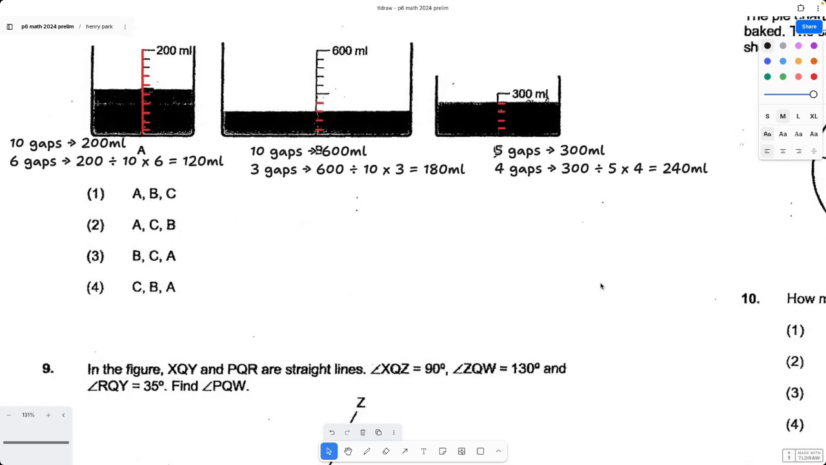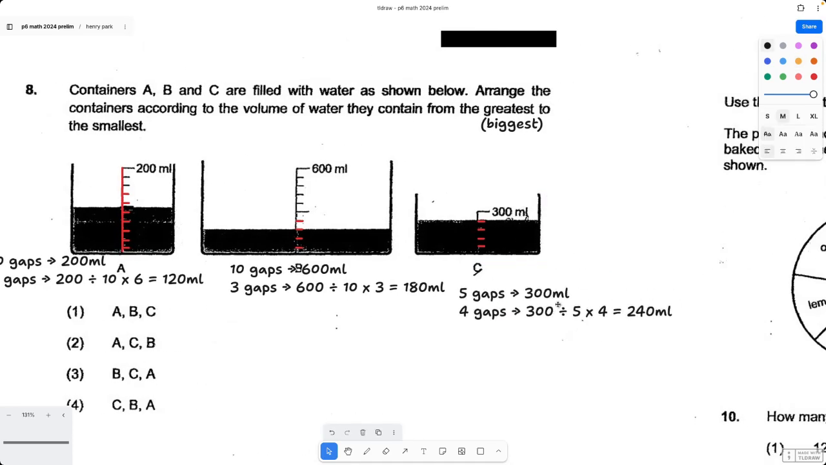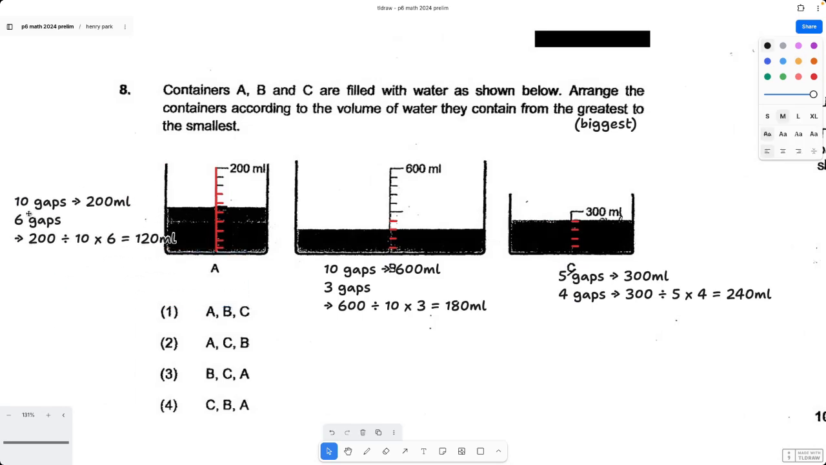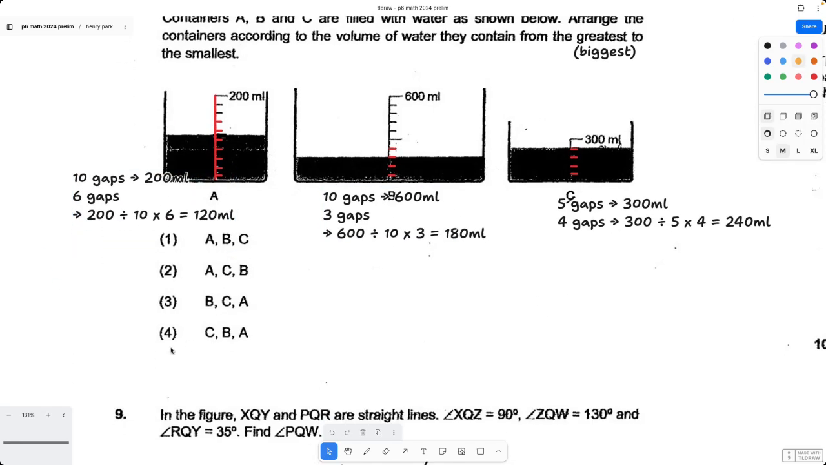All right, so from here, what do you think the answer is? I think it's pretty straightforward. In this case, the biggest is C, second is 180, and then third is A. So CBA, basically. So that's the answer. All right, that's it. Let's move on to question number 9.